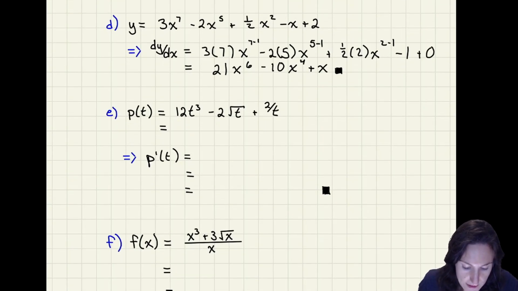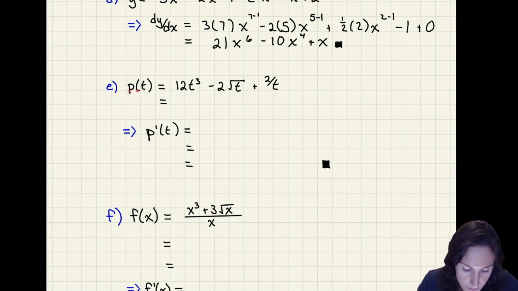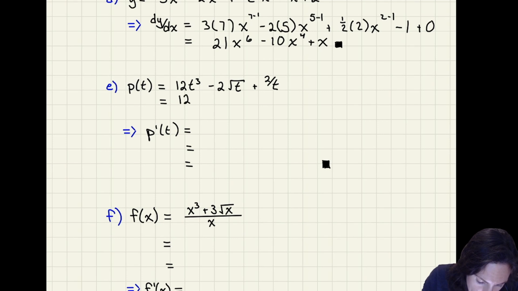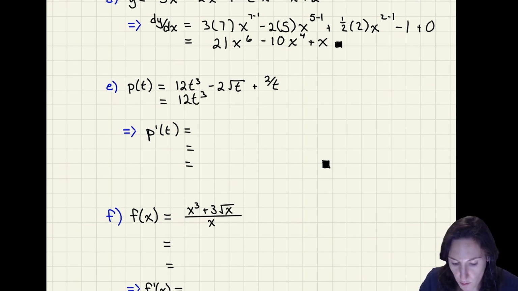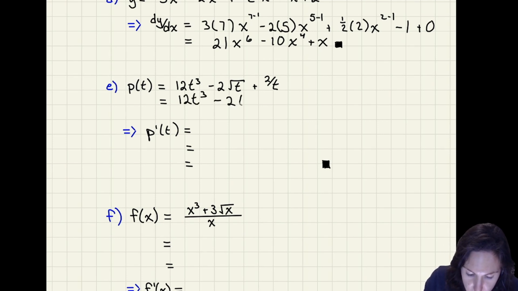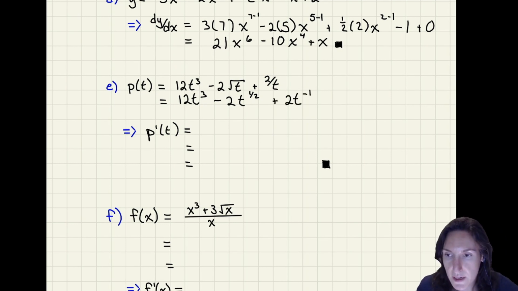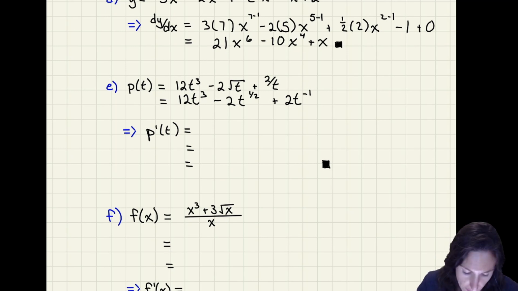All right, let's now do this one, p of t. Before I take the derivative, I'm just going to rewrite this so I can more easily do my power rule. Remember, the square root is the same as t to the power of 1/2. And now this one, 2 over t, is equivalent to saying +2 t to the -1. Now we can do our power rule as we normally would.